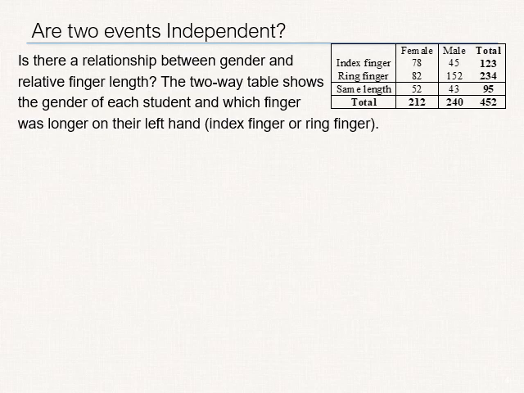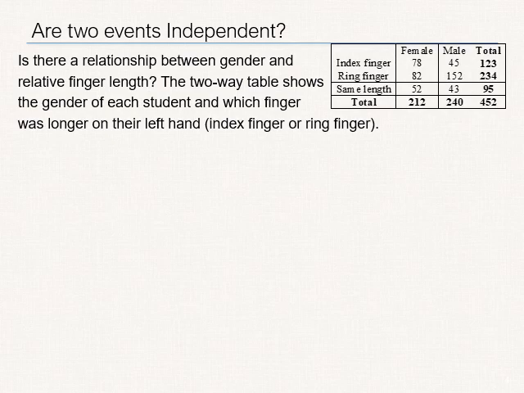All right, so let's see how we can use this idea and this rule to test whether or not two events are independent. Is there a relationship between gender and relative finger length? A two-way table shows the gender of each student and which finger was longer on their left hand. The index finger is your pointy finger, and the ring finger is the finger next to your pinky. We call it the ring finger because that's the finger you often put your ring on. Which one is longer?